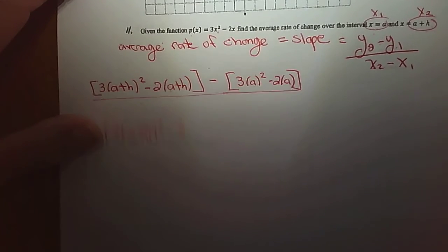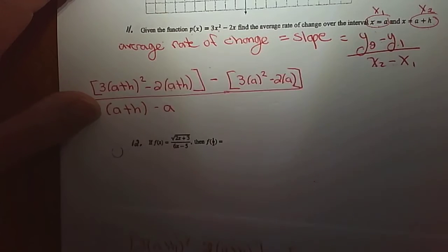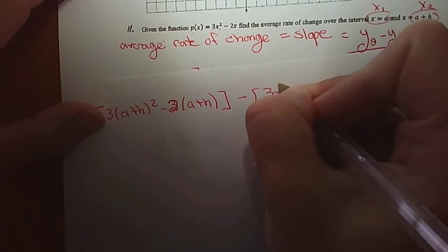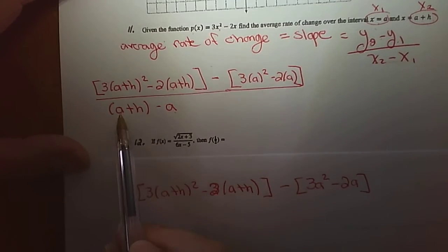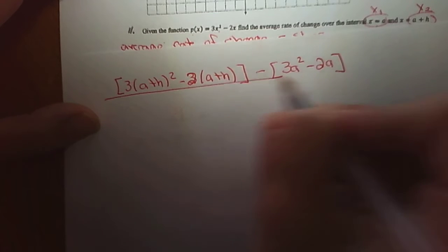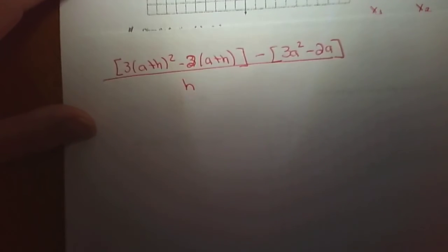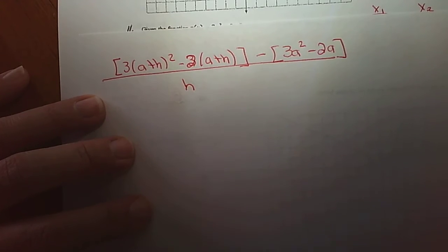So at the moment, I've got 3 times (a plus h) squared minus 2 times (a plus h), minus (3a squared minus 2a). Right? All over, now, if you subtract off the a here, what would we be left with? h. All right, now step 1, I have to distribute (a plus h) squared.